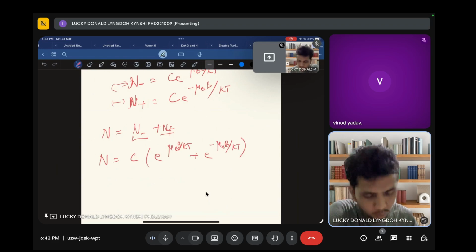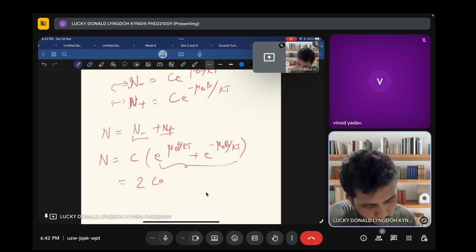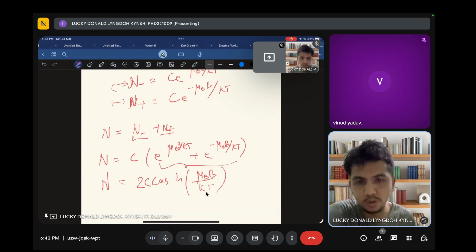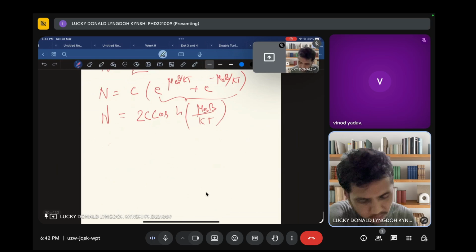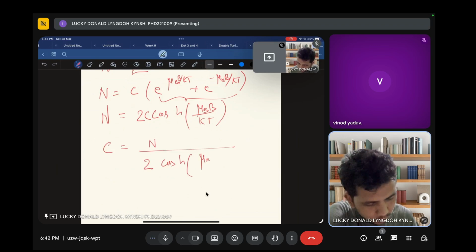Okay, and this is equal to what? You can write this as e to the power x plus e to the power minus x, which is 2 cos hyperbolic of mu b by kt, and this is 2c cos hyperbolic. So now if you want to find out the constant c here, you can write c equal to simply N by 2 cos hyperbolic mu b by kt.